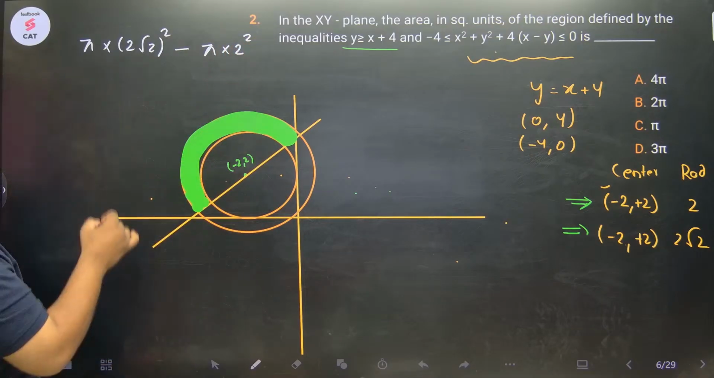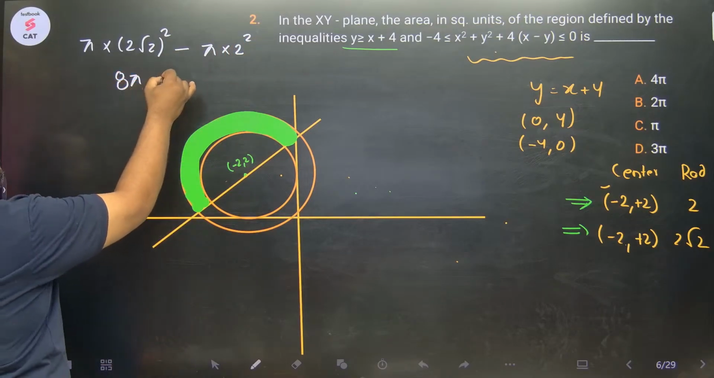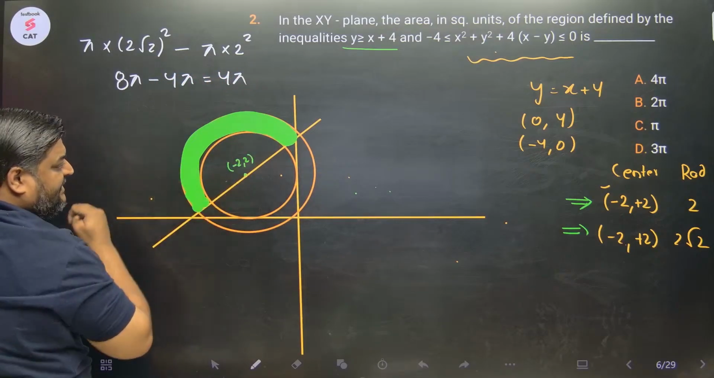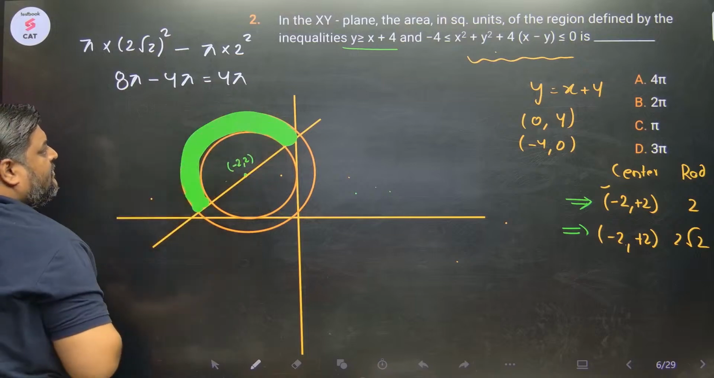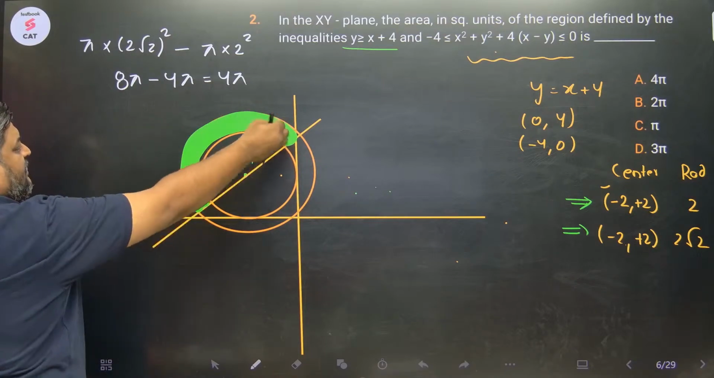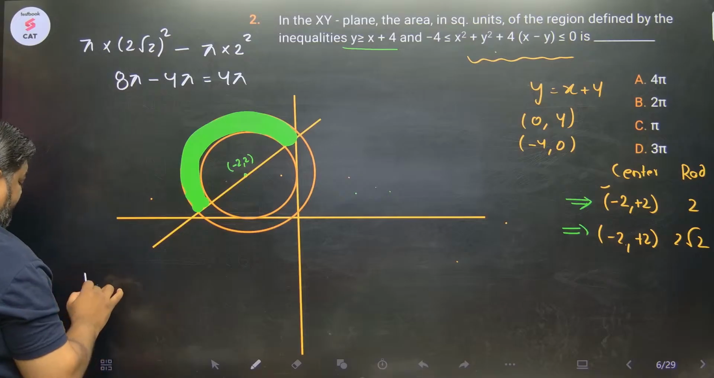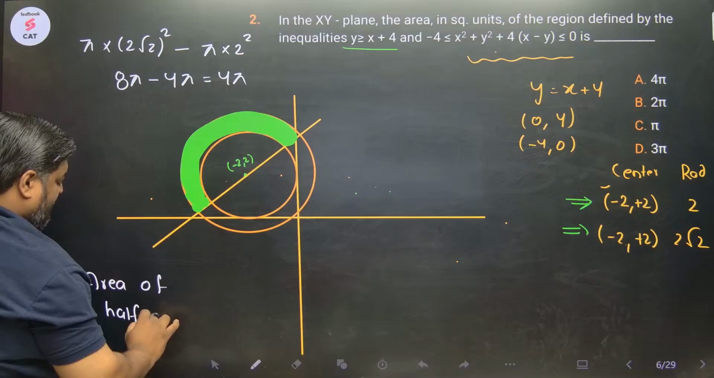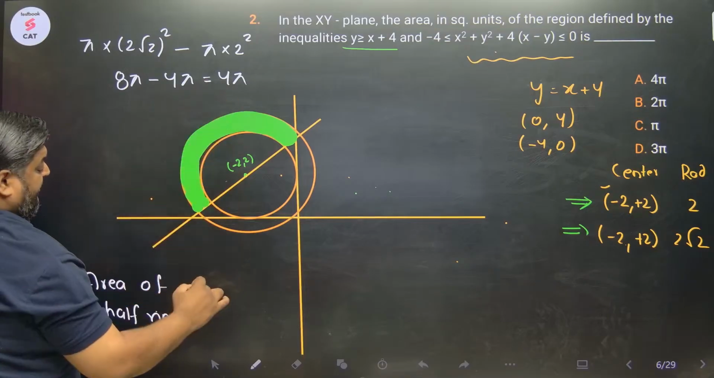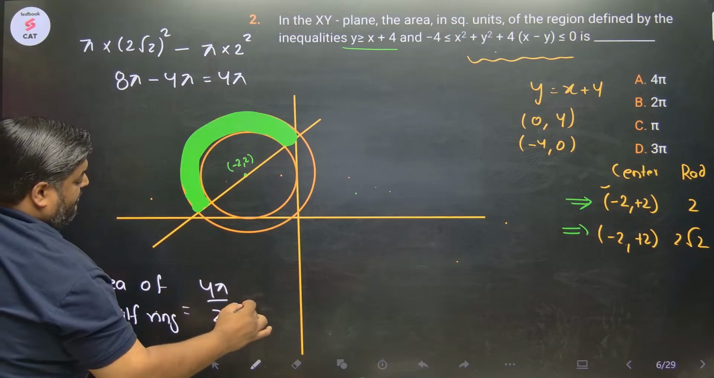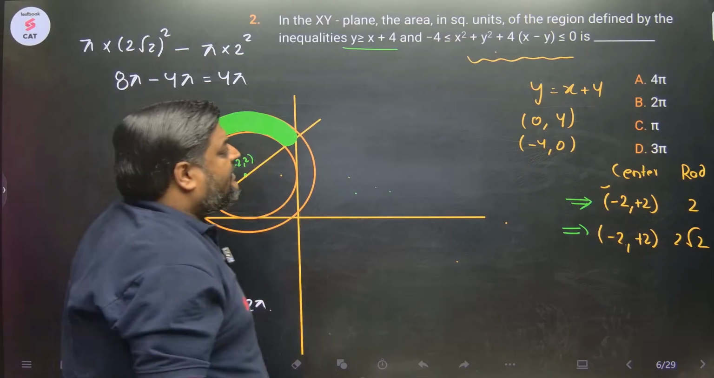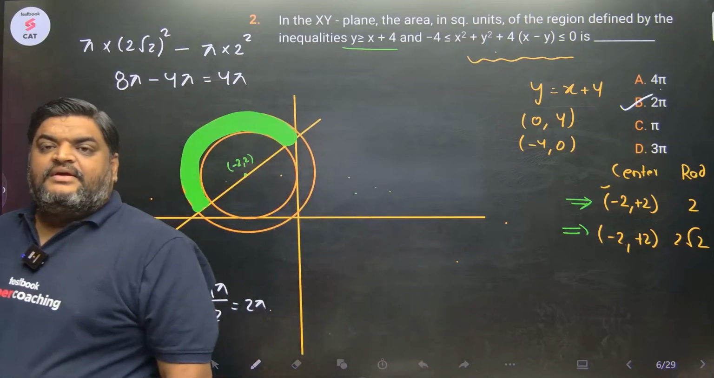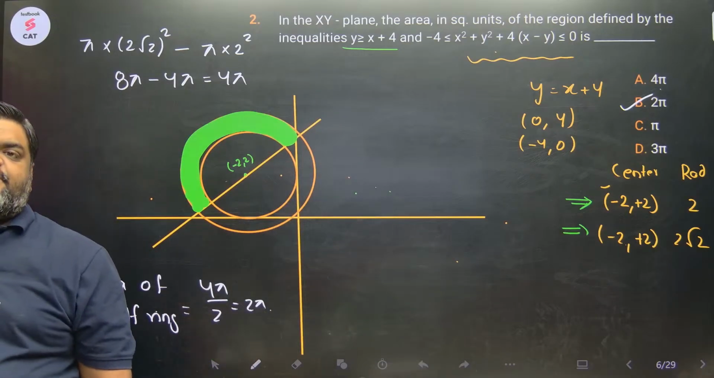Right? So this is 8 pi minus 4 pi. 4 pi is the area of the entire ring, but I am interested in the area of only half of the ring. So the area of the half ring is this 4 pi divided by 2, which is 2 pi. The correct answer to this question was option B.